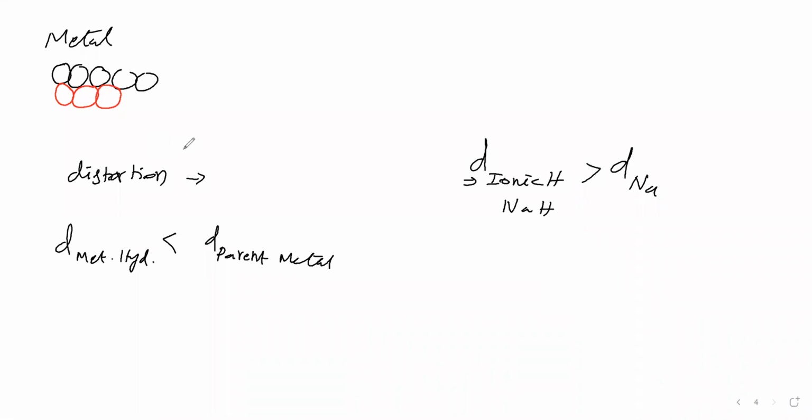Therefore, the density of metallic hydride is less than that of the parent metal, we can say. And another thing we can say, metallic hydride is obtained in finely divided state. Why is it available in finely divided state?